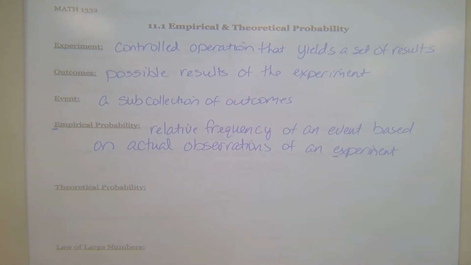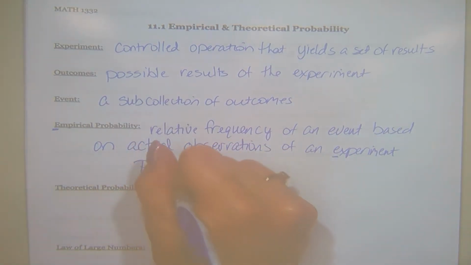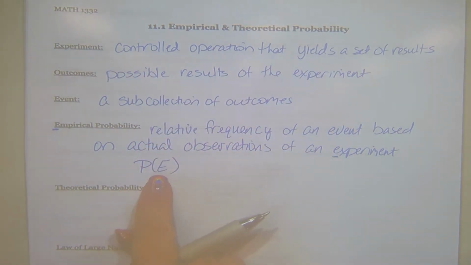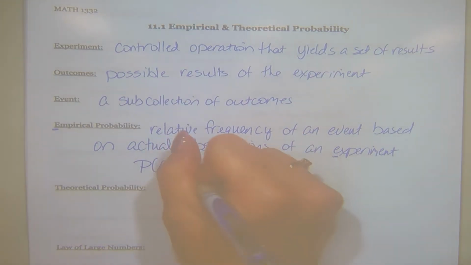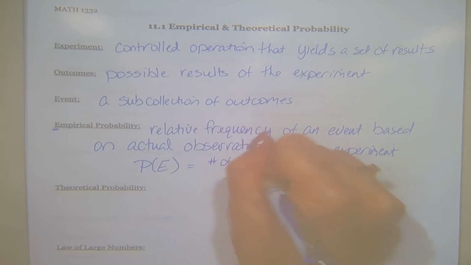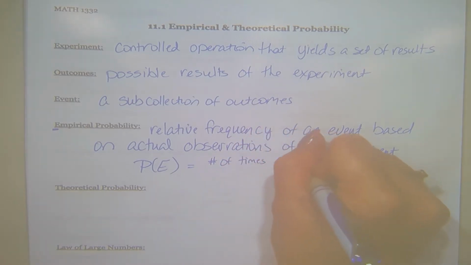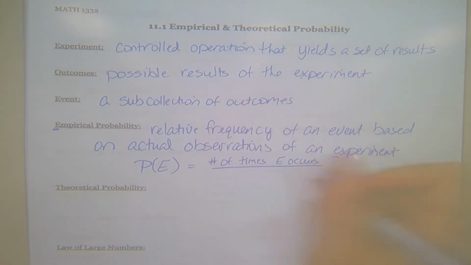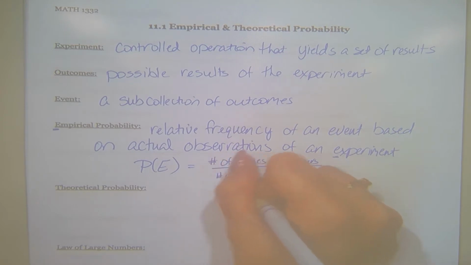Theoretical probability is going to be based on the number of ways we expect it to happen. Now, when I'm looking at empirical probability, the probability of my event, where the event is E, is going to be equal to the number of times that event occurs divided by the number of times you perform the experiment.